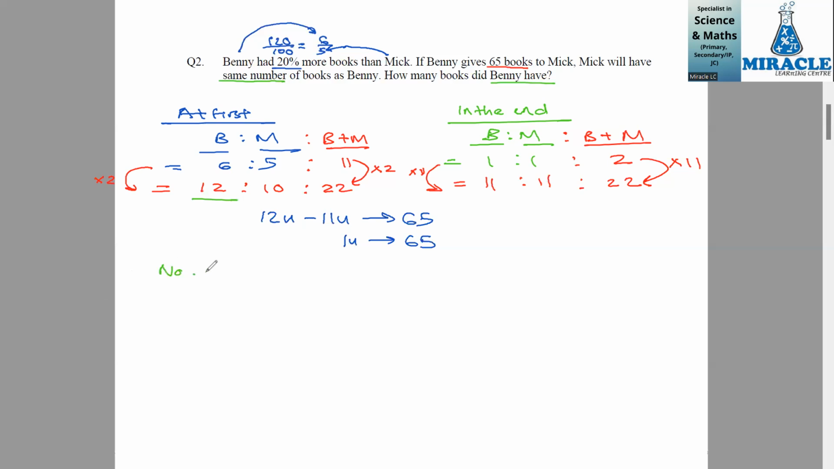So the number of books Benny had in the beginning would be 12 units, which is 12 times 65. And this gives us 780. So this is your final answer.